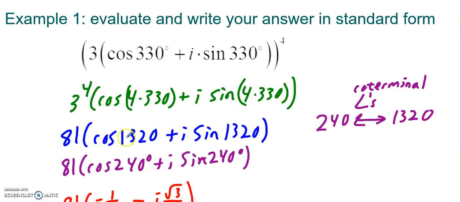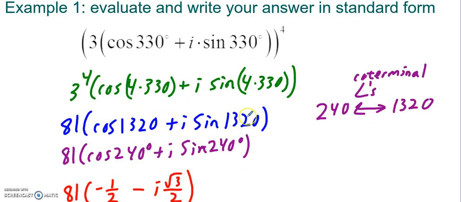Well, what's 4 times 330? That's 1320. I don't want to use 1320 as an angle because I don't know what the sine of 1320 is, so I'm going to think in terms of coterminal angles. So if I subtract 360, subtract 360, subtract 360, subtract 360, and I get to something between 0 and 360, I get 240 degrees.